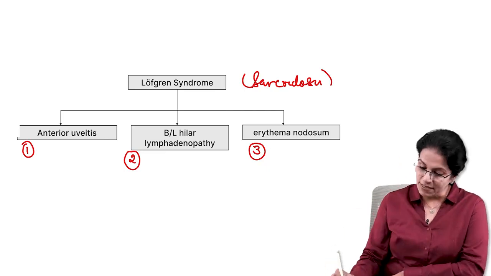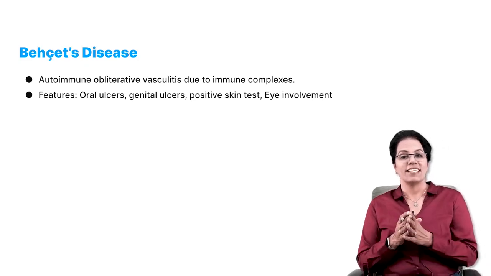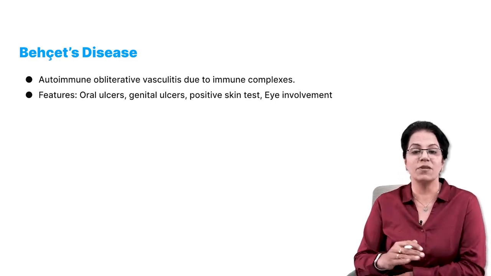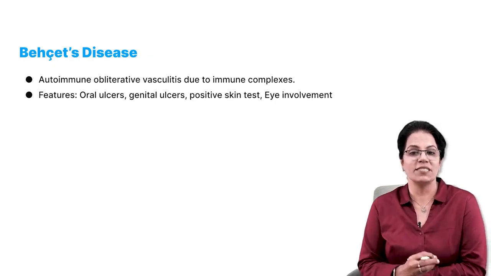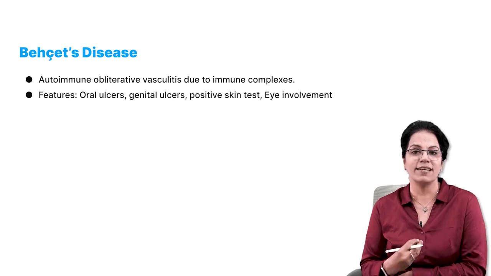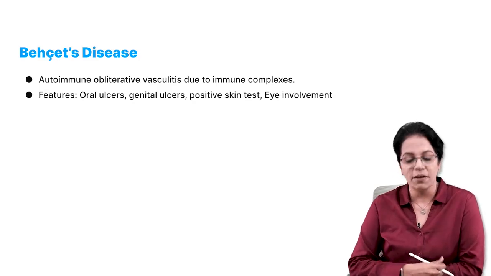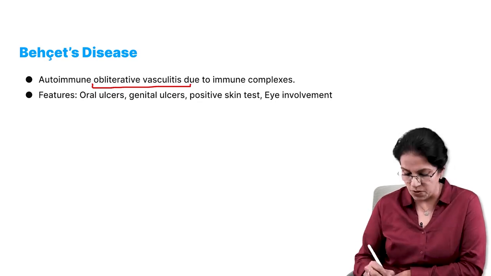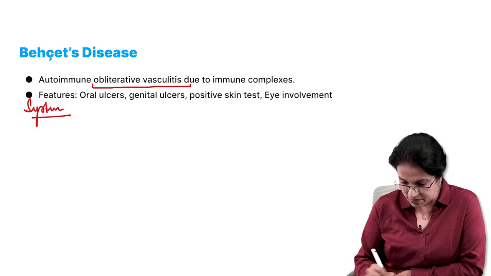We next talk about Behçet's disease. Next heading is Behçet's. Do we all know what is Behçet's? It's an obliterative vasculitis due to circulating immune complexes. And of course, remember your systemic features, that is oral ulcers, genital ulcers, positive skin test and eye involvement. Okay? So, this is what is written here. It's an obliterative vasculitis due to circulating immune complexes. These are the systemic features, and along with that there will be eye involvement.